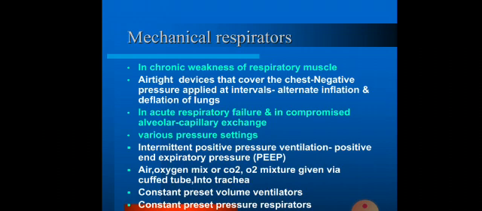So basically the mechanical respirators, you classify as the positive pressure method and the negative pressure method. The positive pressure method is normally used in the operation theatres. So what happens there is the lung is inflated by pumping air, that air oxygen mixture or carbon dioxide oxygen mixture I am talking about, so that is basically used in OTs. Either continuously or intermittently it is given.